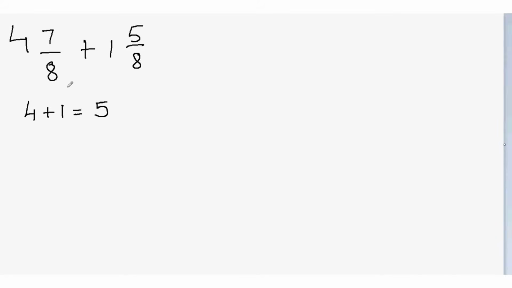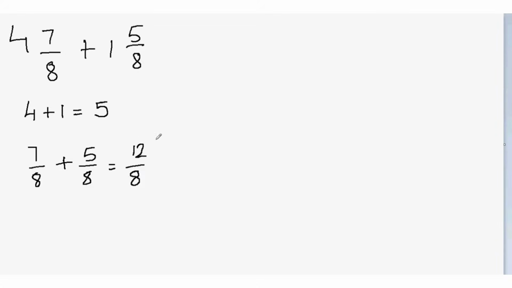Now I have to add the fractional part. For the fractional part, I have 7 over 8 and 5 over 8. So let's add the fractional part now. 7 over 8 plus 5 over 8. The good thing is I have like denominators, so I don't have to worry. I can just add the numerators. So 7 plus 5 will give me 12. And I still have denominator 8 because you don't add the denominators.